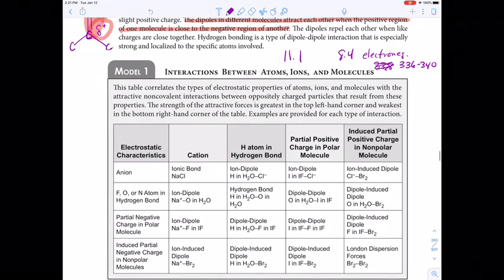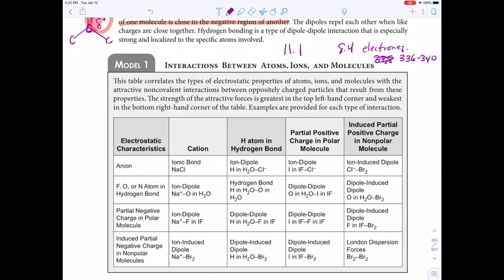Okay, here in Model 1, we have a table where we have our different types of interactions that correlates the type of electrostatic properties of atoms, ions, and molecules with the attractive non-covalent interactions between oppositely charged particles that result from these properties. The strength of the attractive forces is greatest in the top left corner, so this is where we are strongest, and it is weakest in the bottom right.